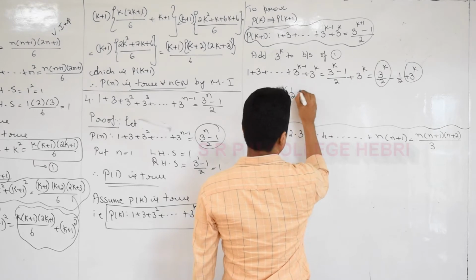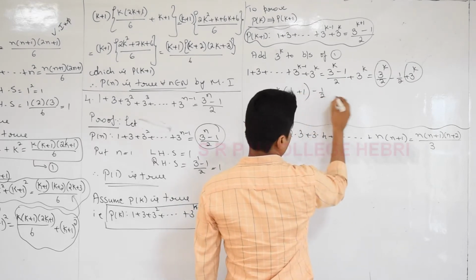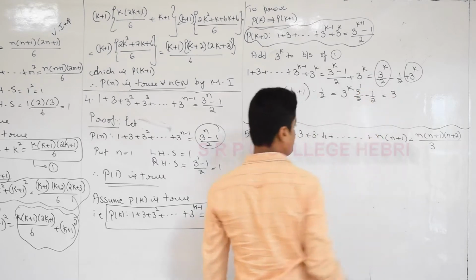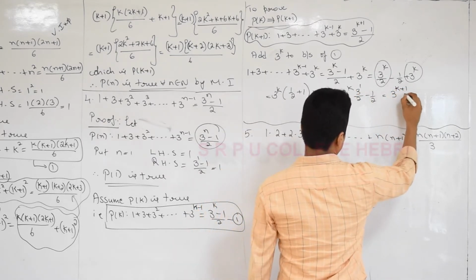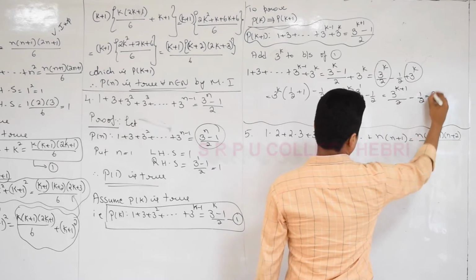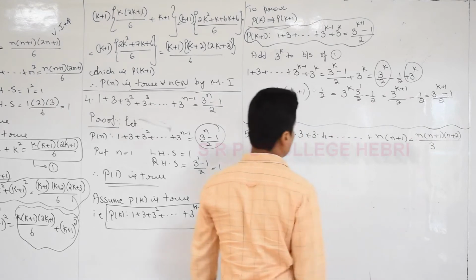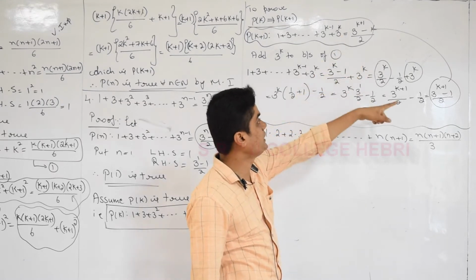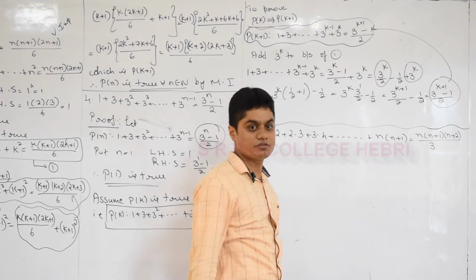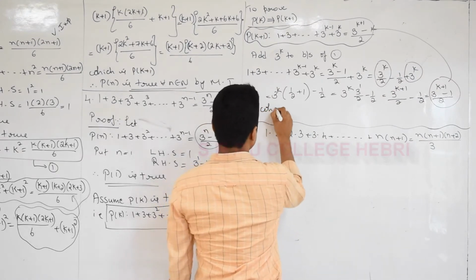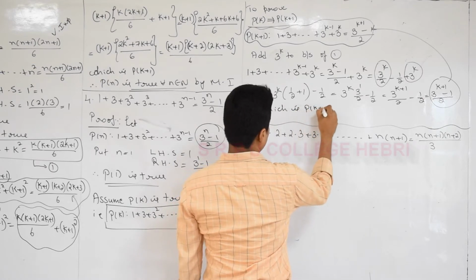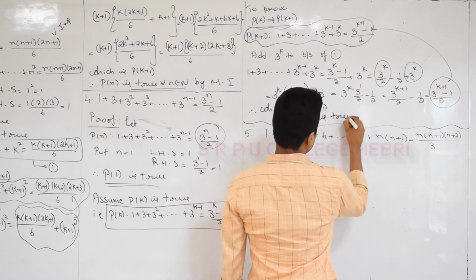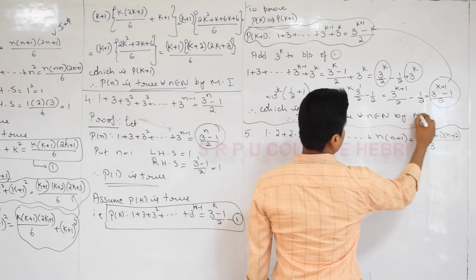So you'll get 3 power k into 1 by 2 plus 1, minus 1 by 2, that is 3 power k into 3 by 2, minus 1 by 2. That is 3 power k plus 1 divided by 2, minus 1 by 2. Now compare this answer with the right hand side, whether it will match. Yes, 3 power k plus 1 minus 1 divided by 2 matches the required expression, which is p of k plus 1. Therefore, according to the principle of mathematical induction, we can write p of n is true for all n belongs to n by mathematical induction.